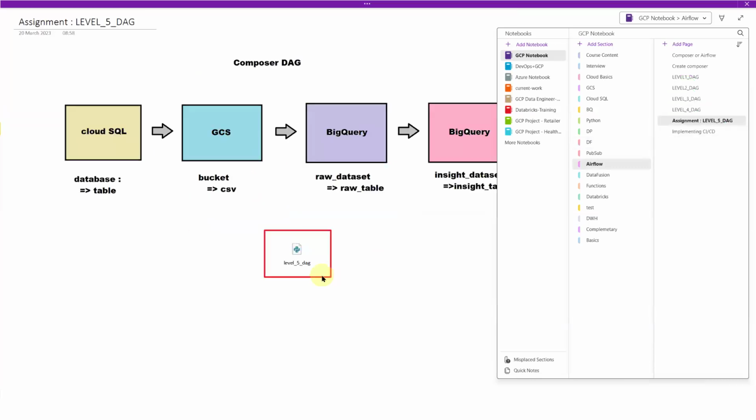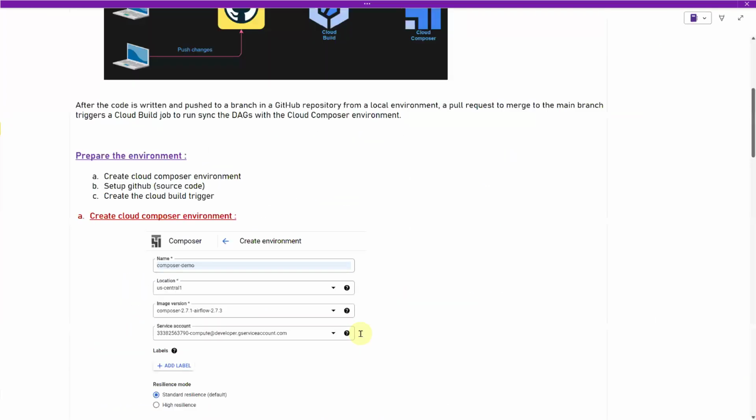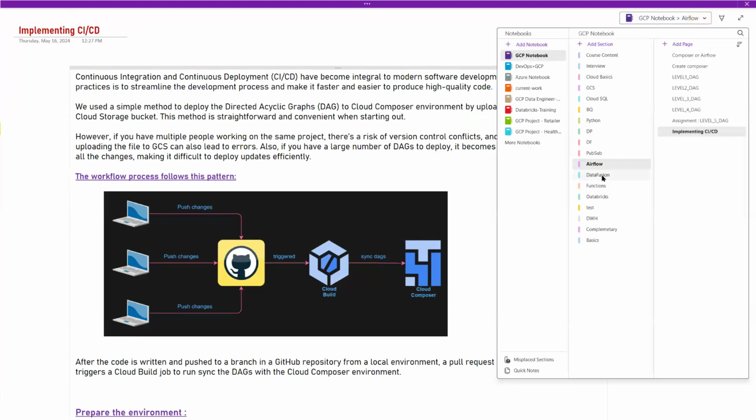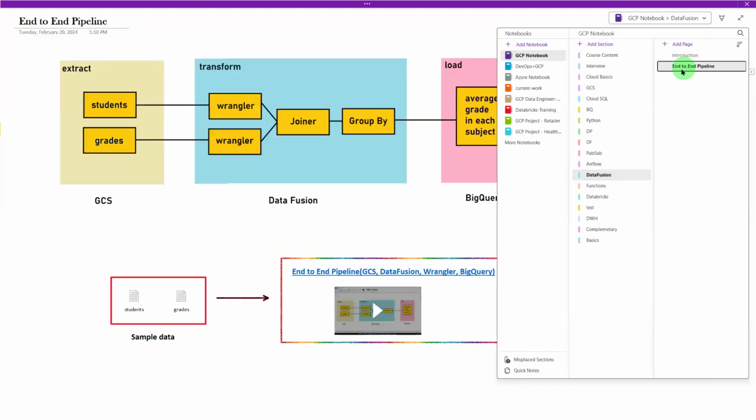That is level 5. Okay, there's implementing CI/CD, which is one of the video bytes for you, and this shows how people actually implement CI/CD with the help of Cloud Build, GitHub, and Cloud Composer. This is also a video bite. I'll show you where the video is later. And Data Fusion, an introduction to Data Fusion. Data Fusion is nowadays not used much, so that's the reason we are covering it as a video here.